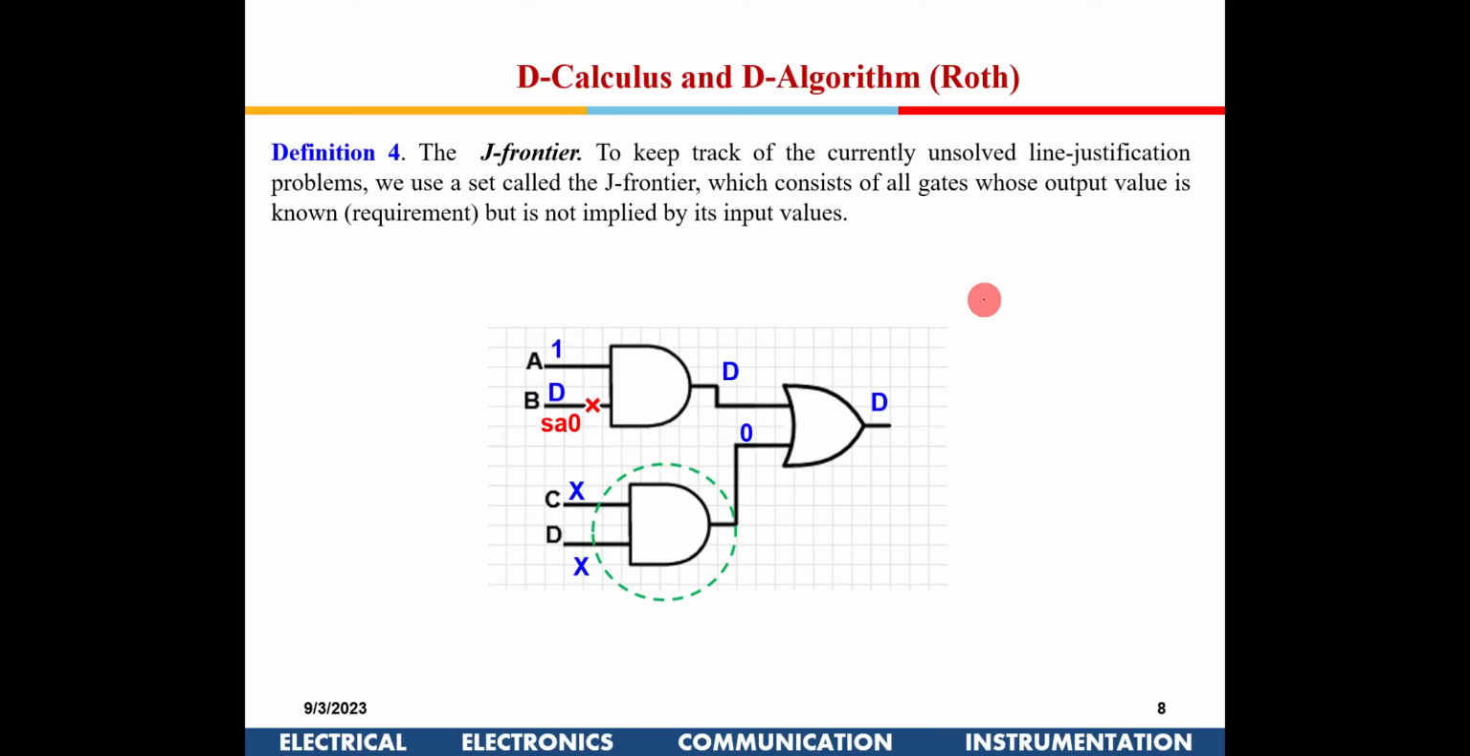Here is another example. For example, I have put a D here, I put a 1 here, and I have D here. Because this is a NOR gate, I know 0 is to be put here. So that means now these are to be assigned. So this gate goes into the J-frontier, because I have not yet assigned the value of C and D here. So this is another example of what a J-frontier gate looks like.